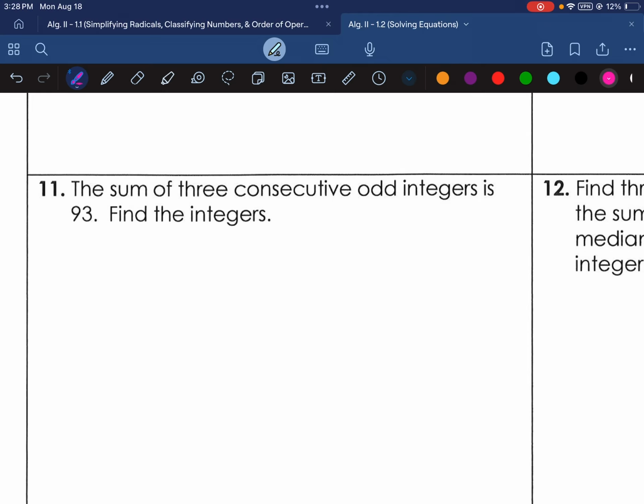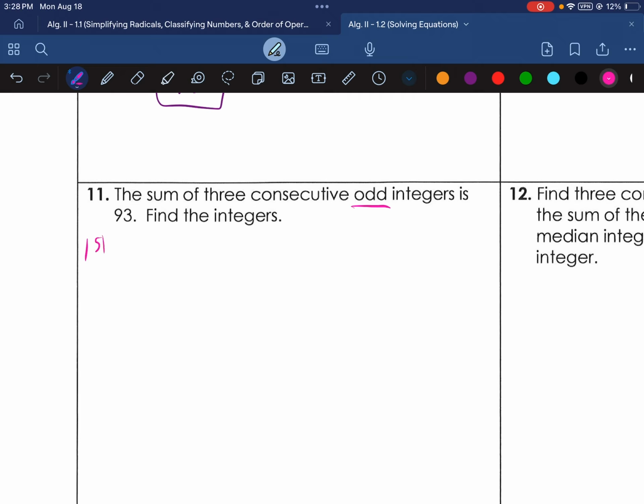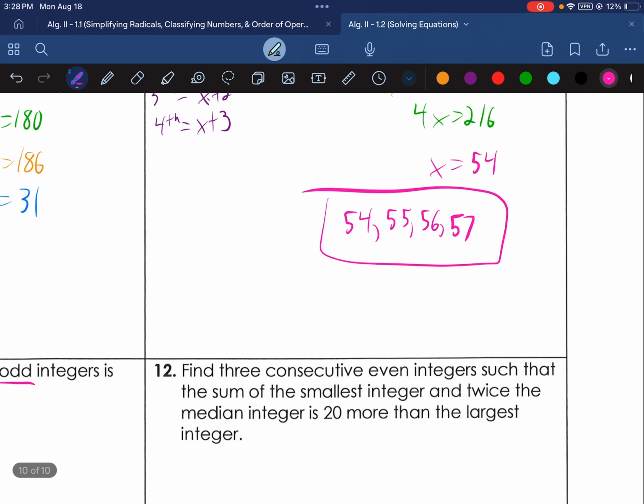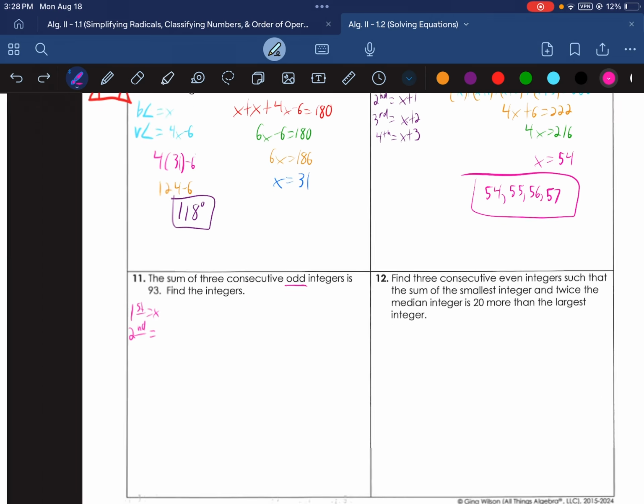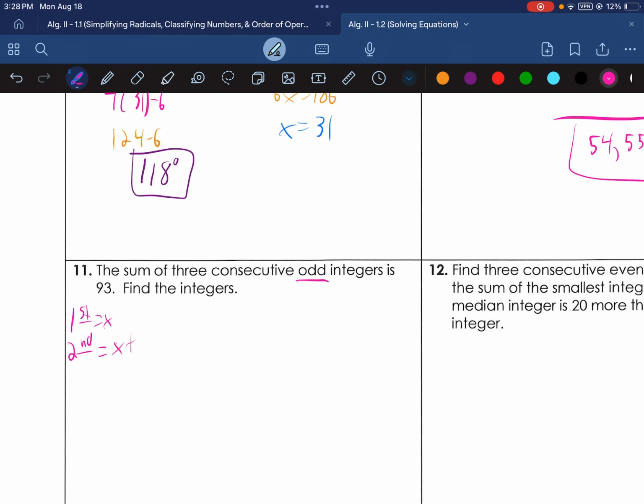Number 11, the sum of 3 consecutive odd integers is 93. So this time the fact that they're odd integers is key. So the first integer would be x. The second integer, we no longer just add 1, because if we notice here, when we added 1, we went from odd to even, add another one, even to odd, another one, odd to even. So to go from an odd to an odd, we had to add 2. And so it would be x plus 2.